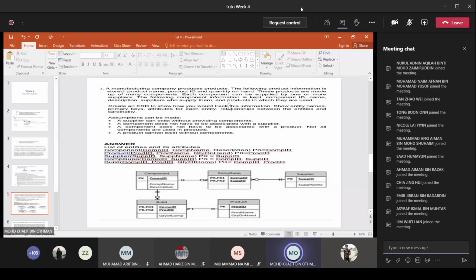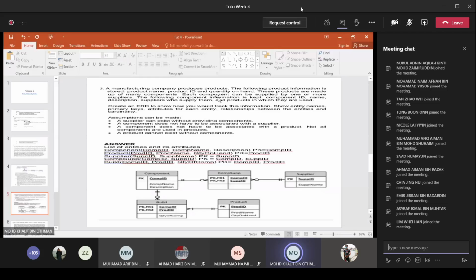So in component we have a component ID and also component name description. And lastly, the product in which they are used. Also in component, actually we have 3: component ID, description of the component, and also product. Component name or description, component ID, component name, and description of the supplier. These are the attributes in the component entity.